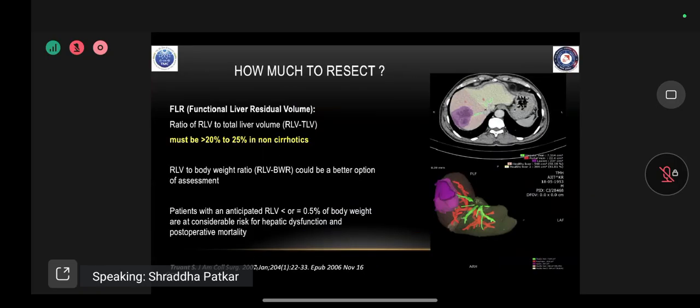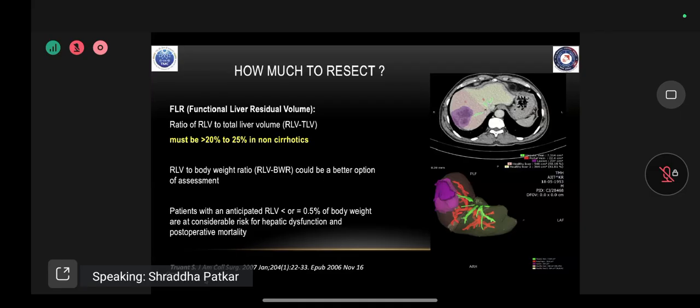So how much to resect? As a rule of thumb, in non-cirrhotics, we at least want a 30% future liver remnant. Some people go down to as low as 20 to 25, but that's giving a little bit of sleepless nights. 30 should be considered as a ballpark figure.